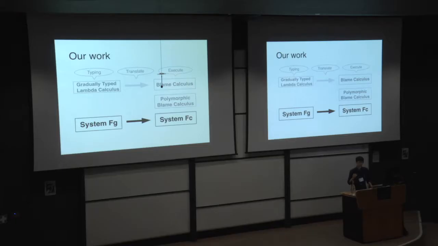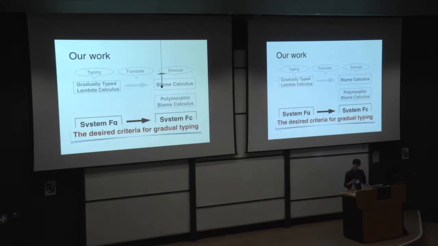One is our source language, System FG, which is an extended version of GTLC. And the other is the target language, System FC, which is an extended version of the polymorphic blame calculus. Then we proved almost all the desired criteria for polymorphic gradual typing. And we extended the polymorphic blame calculus with the distinction of type variables. Okay, this is today's picture.